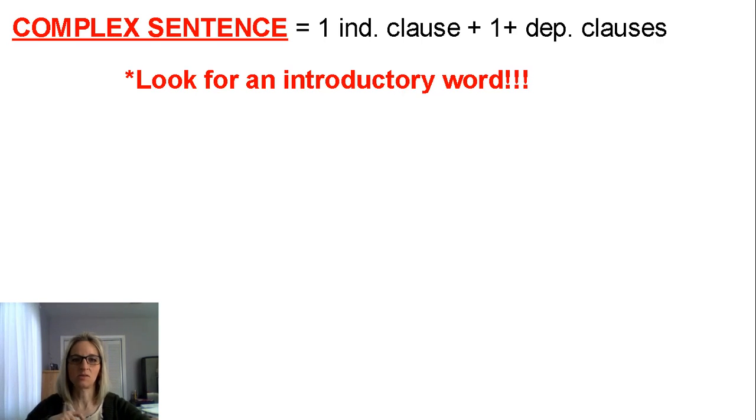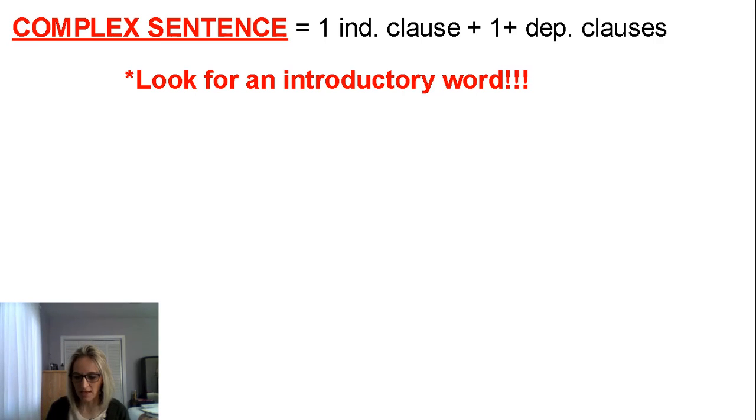A complex sentence has one independent clause and one or more dependent clauses. So that means if it has a dependent clause, it has to have an introductory word. Remember, our introductory words are those relative pronouns like who, whose, whom, which, that, or subordinating conjunctions like after, although, because, since, when, okay, those conjunctions. So you have to look for an introductory word. If you see the introductory word, and then you have a subject and a verb after it, then you know you have a dependent clause. You have to have at least one in order to have a complex sentence, okay?